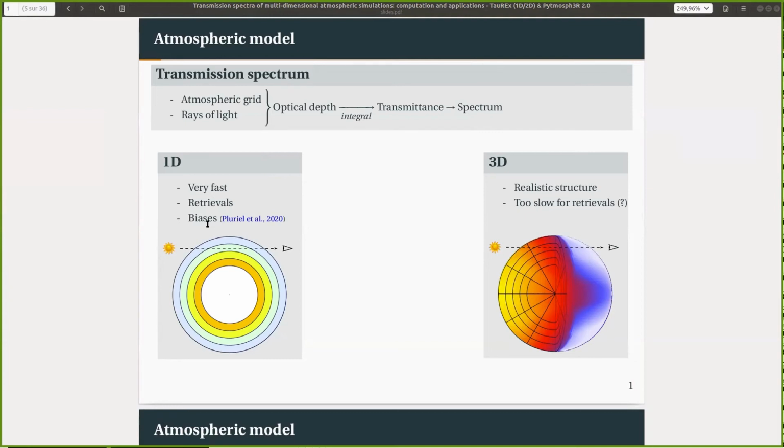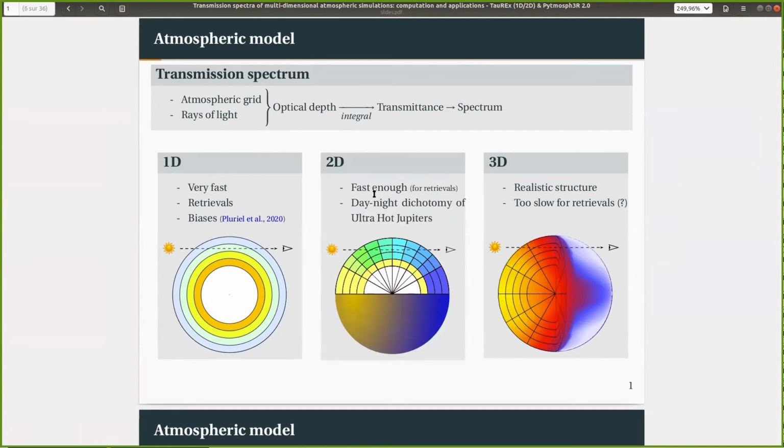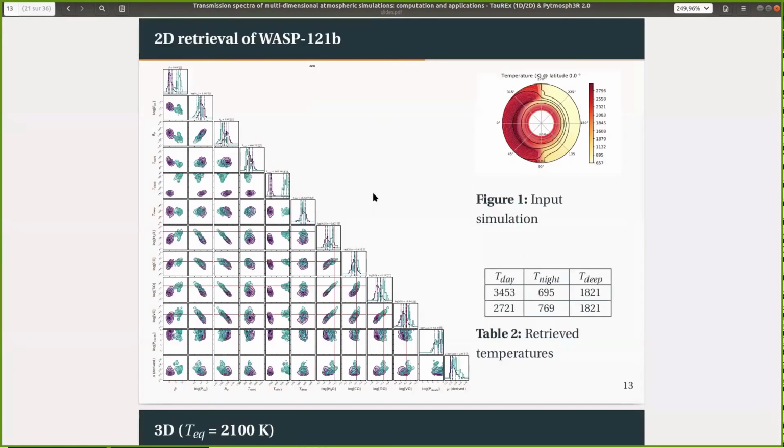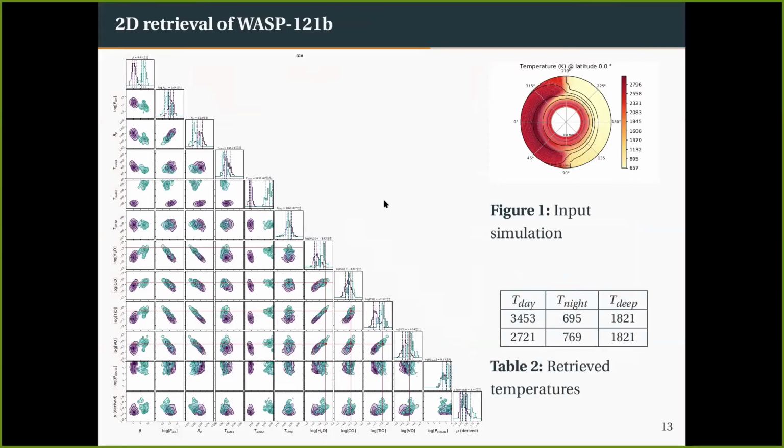Thanks. Cool. Ryan has a raised hand. Yeah, just another follow-up question. Could you go back to the column plot for a moment? For the 2D retrieval, please. Sorry. Yeah, there we are. So I noticed that you only have one free parameter for each of the abundances. So presumably you're assuming a uniform abundance of things like H2O between the day side and the night side.